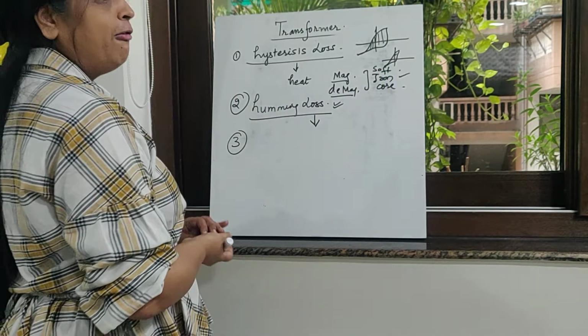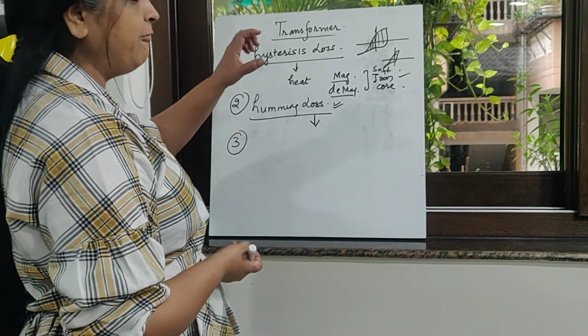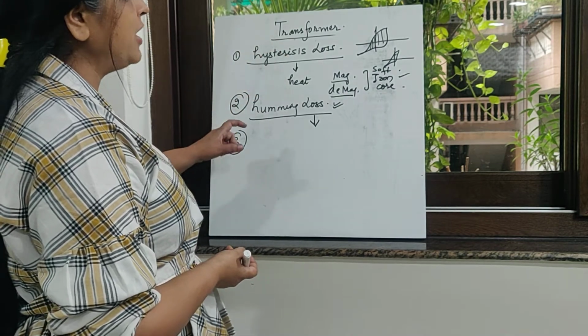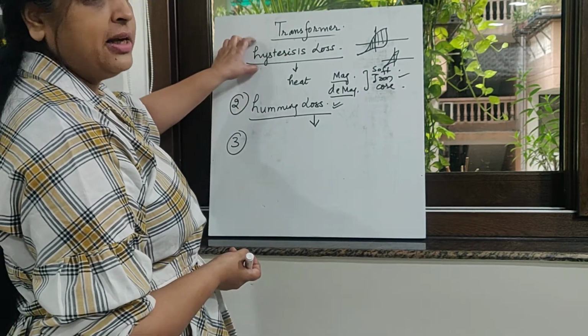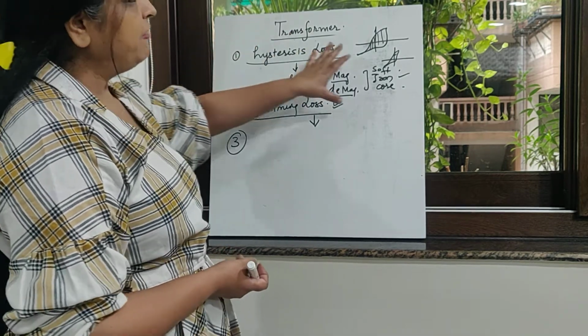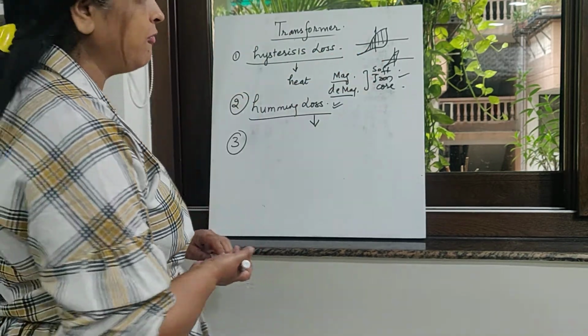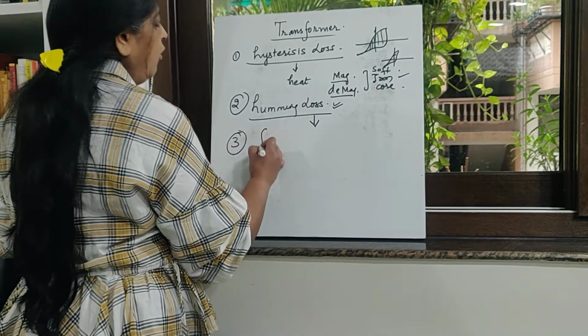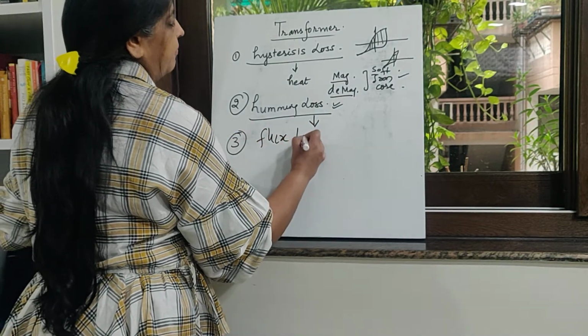Initially I told you that for making a transformer we use a soft iron core, because we want to reduce the hysteresis loss. But obviously we cannot make it zero, but we have tried to minimize it by using a soft iron core. Then the third loss is the flux leakage.